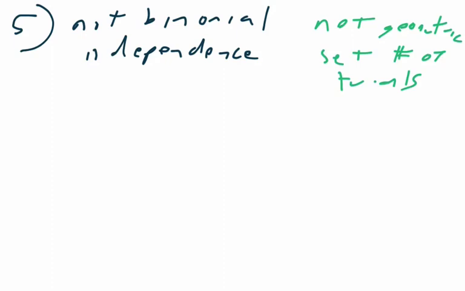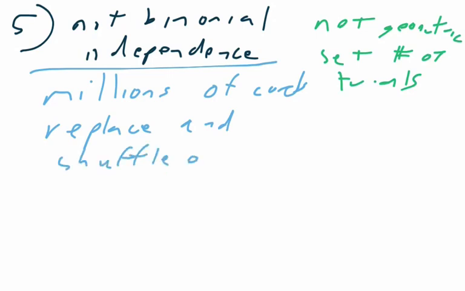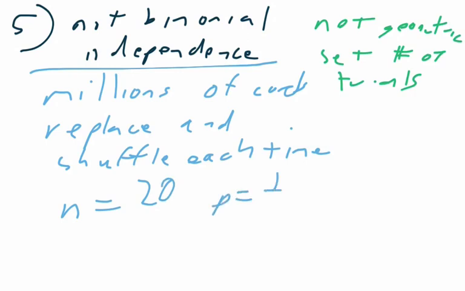However, if I wanted to change this to be a binomial, either I need to have millions of cards, or maybe not millions but thousands. Option number 2 is to replace and shuffle each time. And then we have a binomial, and the binomial would be n equals 20, and the p would equal 1/4 because there are 4 different types of cards.